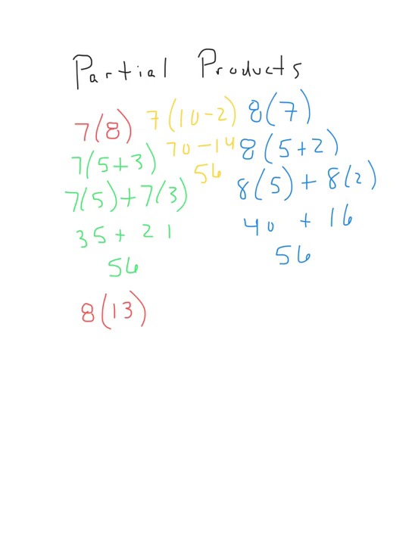Just remember, once you do it, when you're saying you have so many groups of that number, that number is being multiplied by both numbers that you break apart.